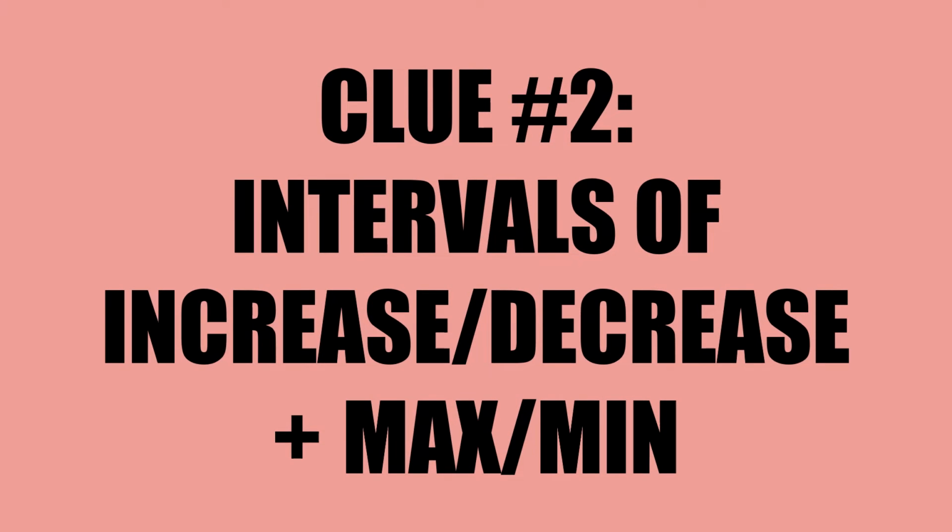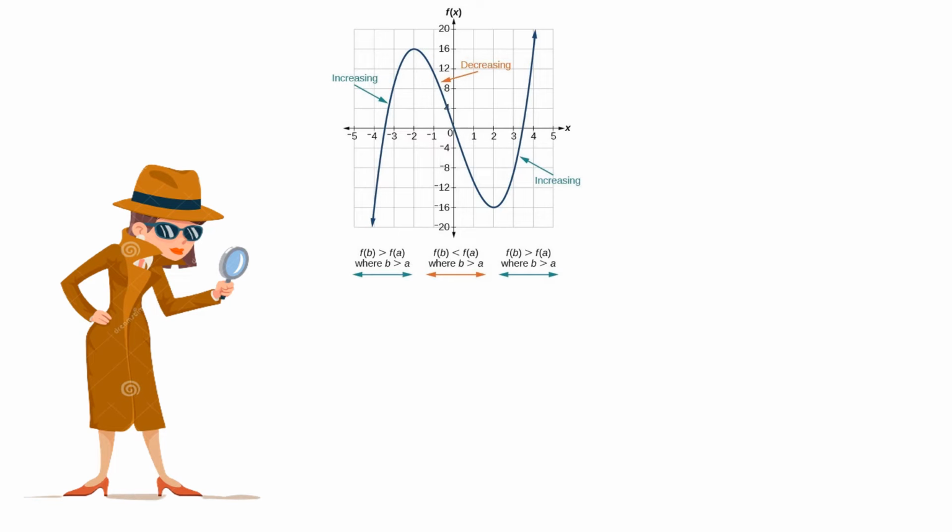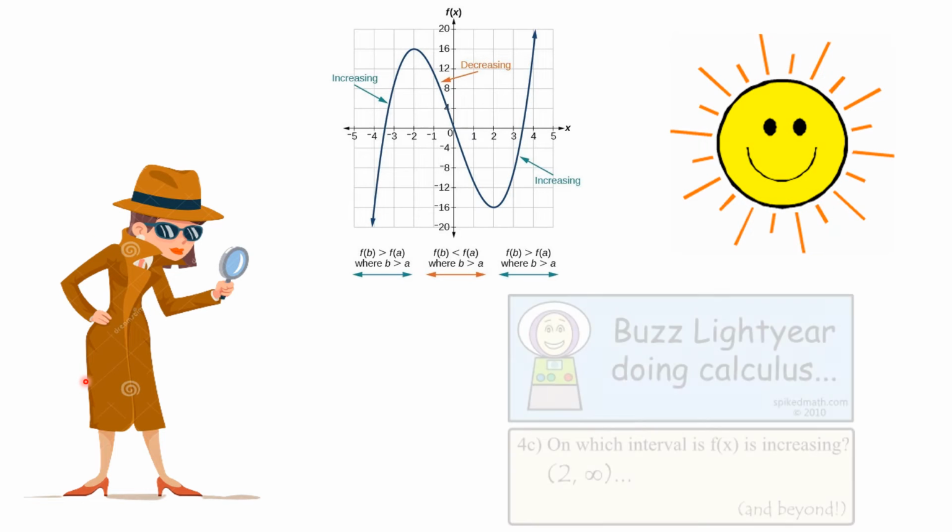Our next clue is to find the intervals of increase and the maximum and minimum points. The intervals where a function is increasing or decreasing correspond to the intervals where its derivative is positive or negative. Here we have a function where we can see the points where it's increasing and the points where it is decreasing. Doesn't this make you quite happy?